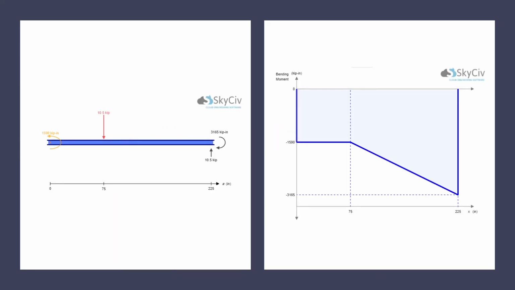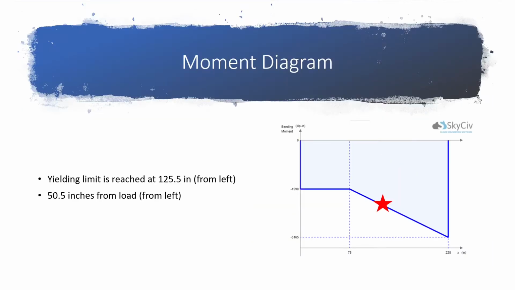So I first started by running it through a moment diagram at its full load of 10.5 kips, and we can see that at 50.5 inches from the left, so we're talking right here, 75, about 125.5, right here's where we hit our yielding moment, and then all the way to the end we're just before our actual plastic moment. So we know that the first segment still hasn't reached the yielding moment.